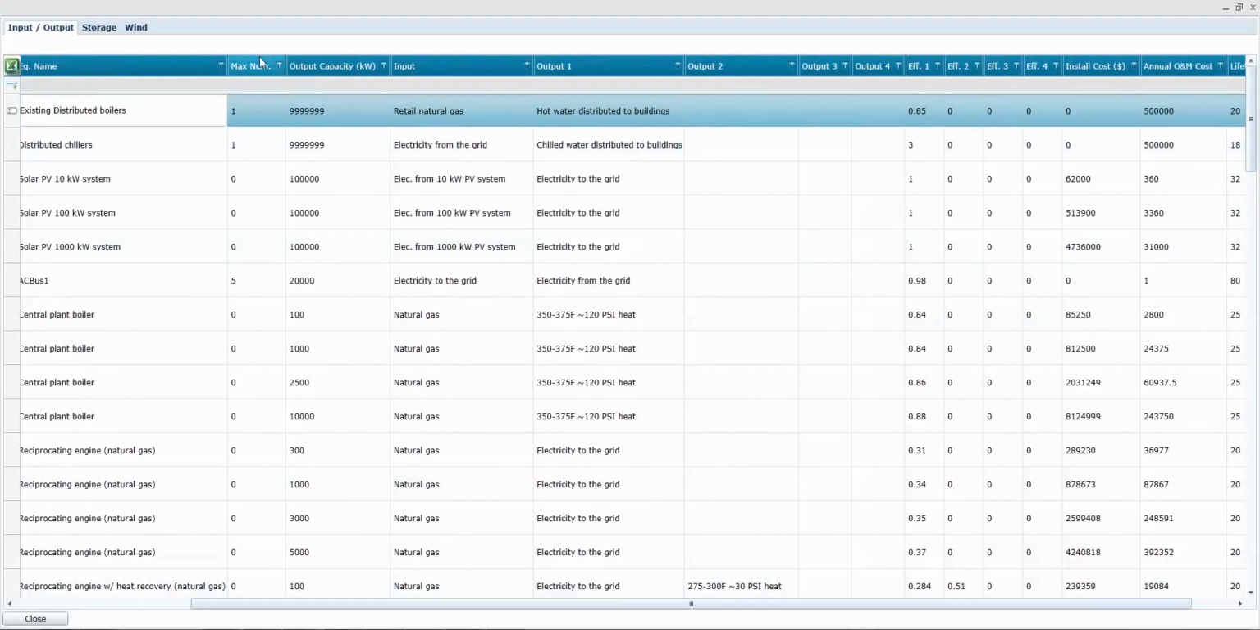So going across, we have a maximum number, and this is more important when we go to central plant equipment. It'll make more sense in a moment, but this is basically the maximum number of this type of equipment that could be included in the solution.